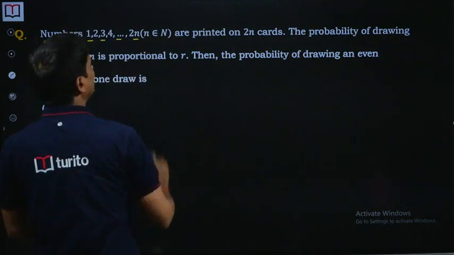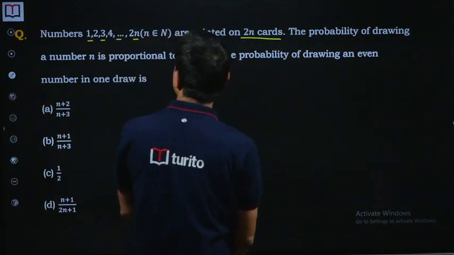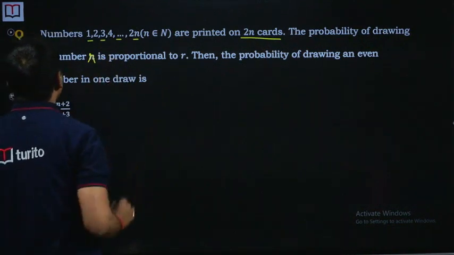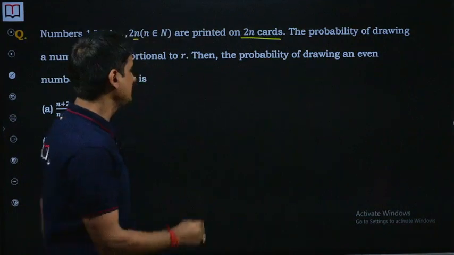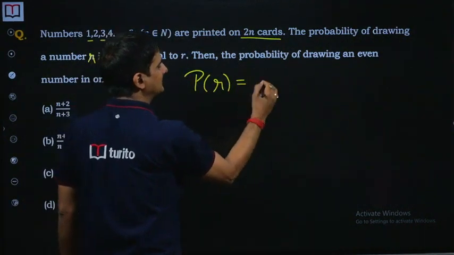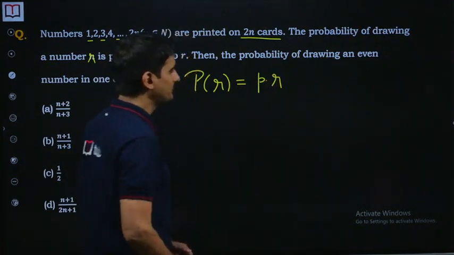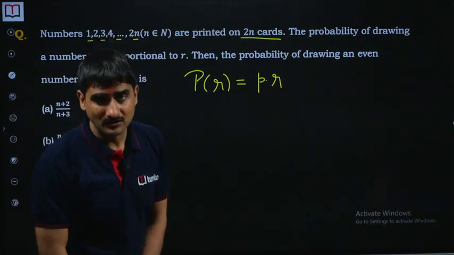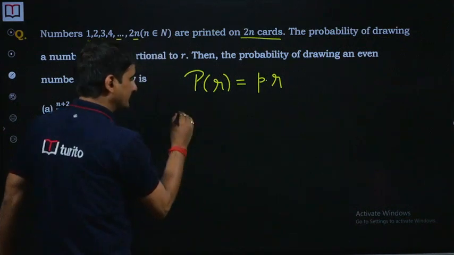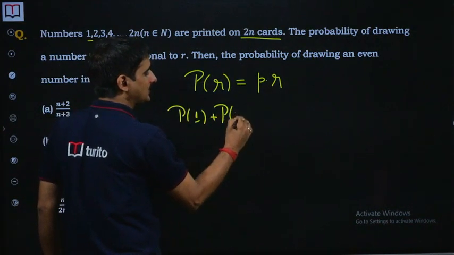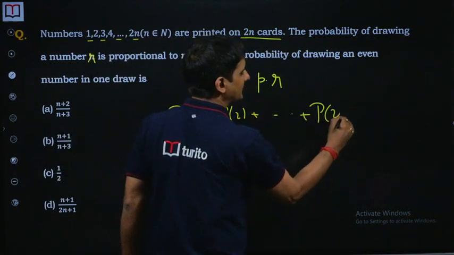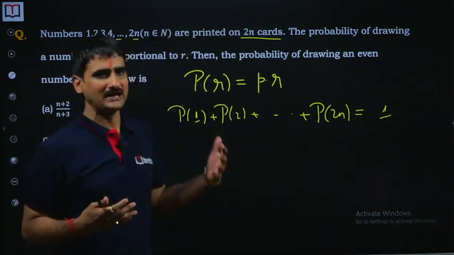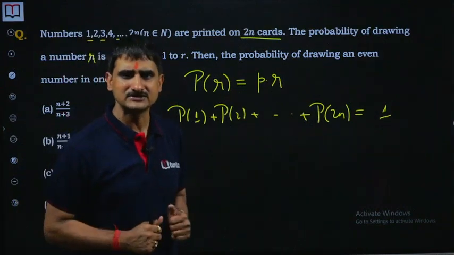Numbers 1, 2, 3, 4, up to 2n are printed on 2n cards. The probability of drawing a number r is proportional to r. Okay, so this should be r. What does that mean? That the probability of getting r is p times r, where p is the proportionality constant. Then the probability of drawing an even number in one draw is. See, we know that the probability of drawing card 1 or card 2 and so on up to 2n has to be 1, because when you draw a card you are going to get any one of these numbers, so of course the sum of the probabilities has to be 1.